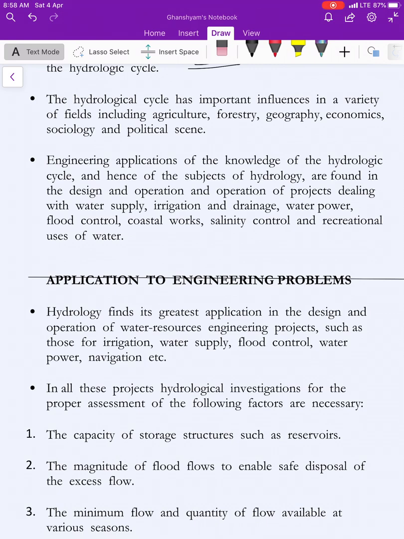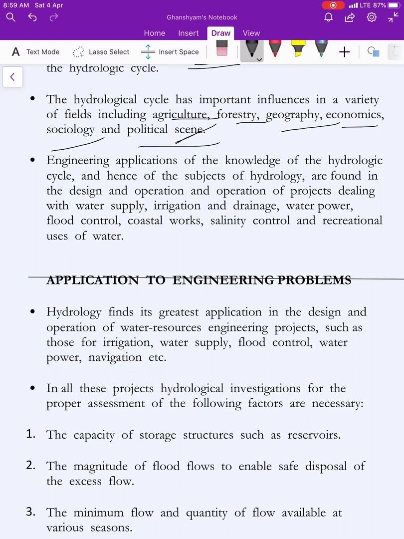The hydrological cycle has important influences in a variety of fields including agriculture, forestry, geography, economics, sociology and political science. It is a science actually, sorry for the spelling mistake. So hydrology, this cycle, as I said, is very complex and very vast. It is going to impact a huge area, and it is the area of interest of various other sciences also, like geography. We are going to study water distribution and so on.